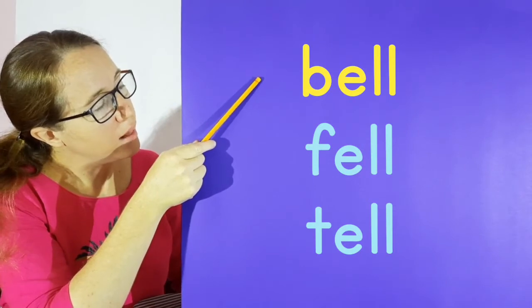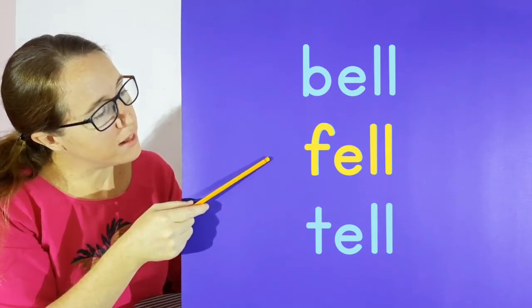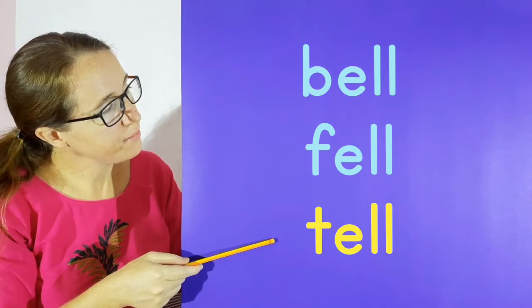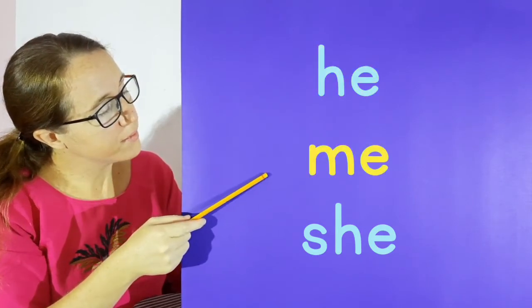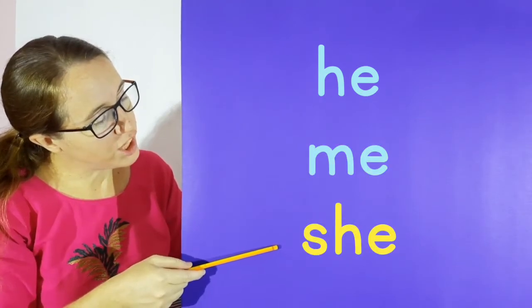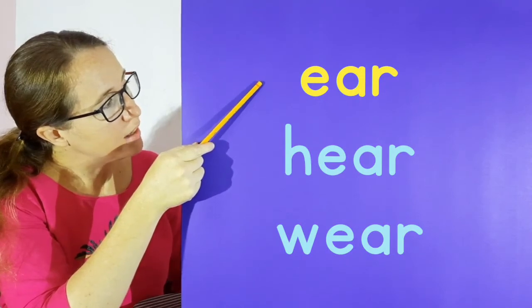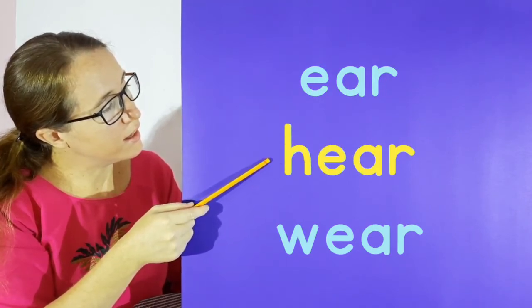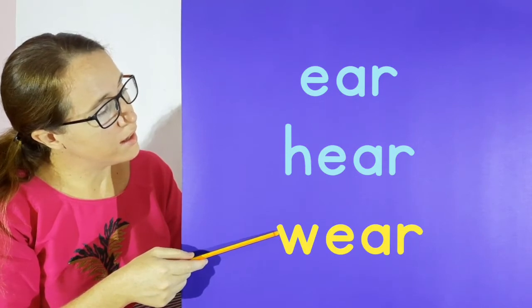B, ell, bell. F, ell, fell. T, ell, tell. He. Me. She. Ear. Her ear. Here. Where.